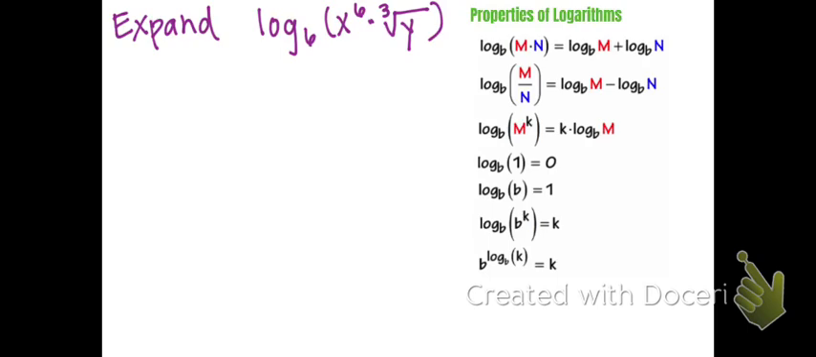So again, we are taking the log of something, and what we are taking the log of are two terms that are being multiplied. So remember, that is our very first property here. We can take what is being multiplied and expand it into something that is added together. So we are going to have the log of x to the 6th plus the log of the cubed root of y.